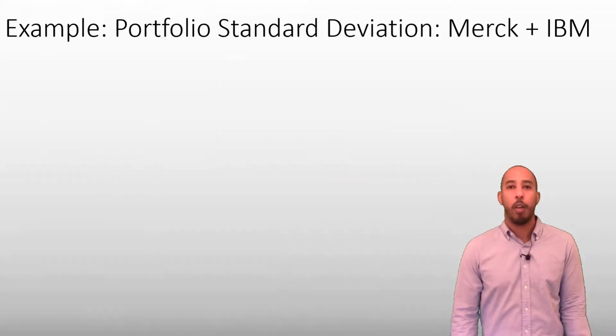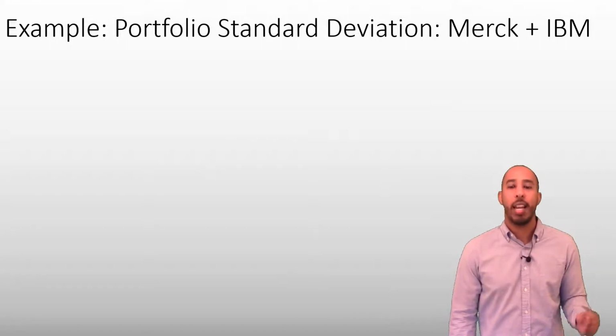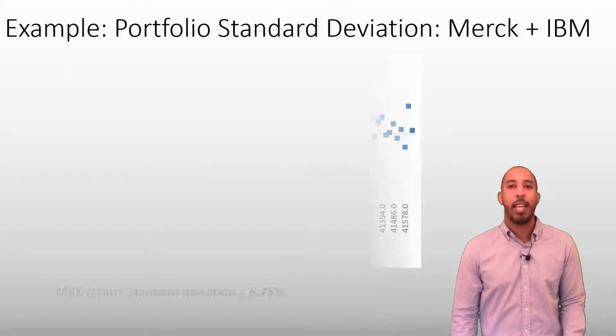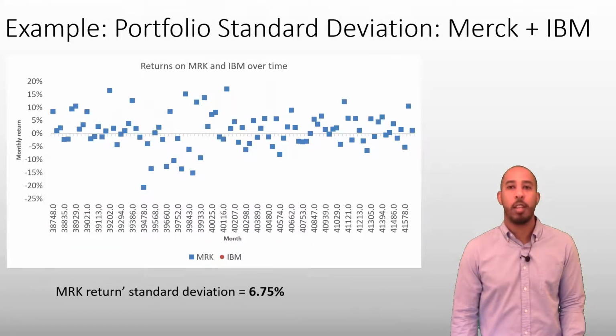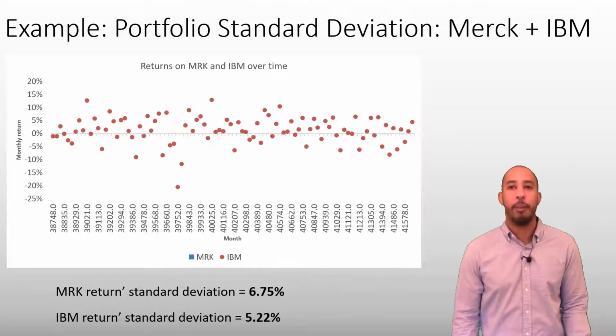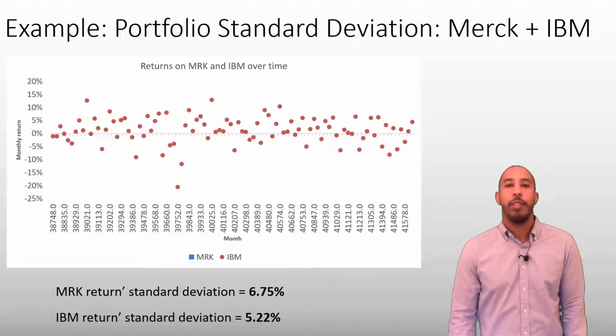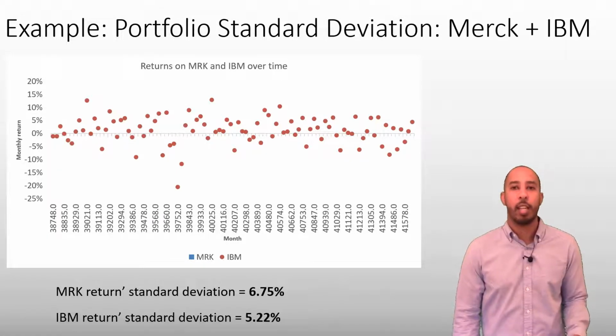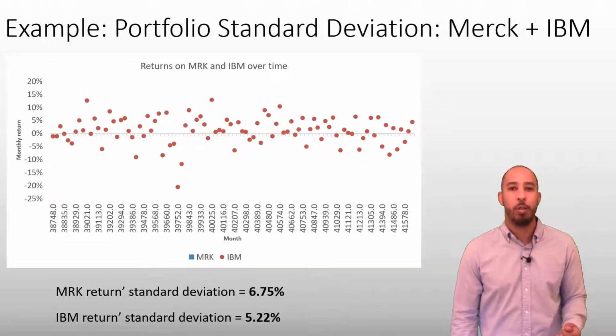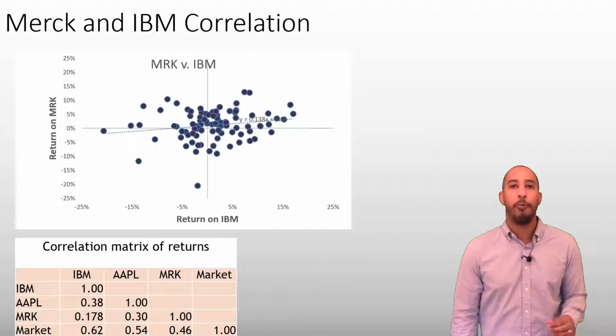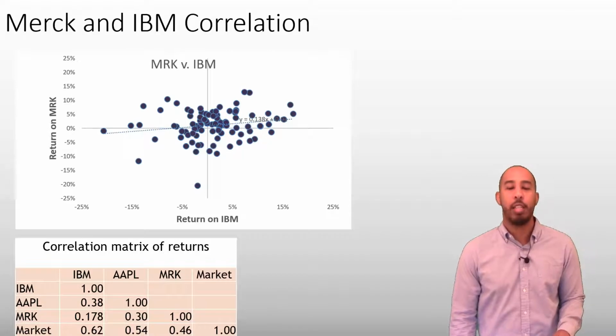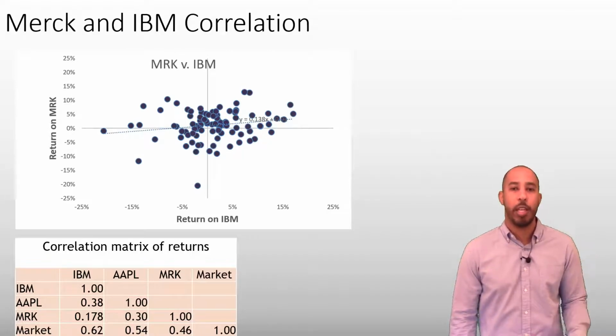Let's now create a portfolio to evaluate its standard deviation. I'm going to form a portfolio which contains a stock of two companies, Merck and IBM. I can get historical data on Merck's stock returns and compute its standard deviation as 6.75%. And I can do the same for IBM and get a standard deviation of 5.22%. These two standard deviations tell us how these stocks tend to fluctuate over time individually. But remember, the portfolio standard deviation also depends on how these two stocks move together, their correlation.